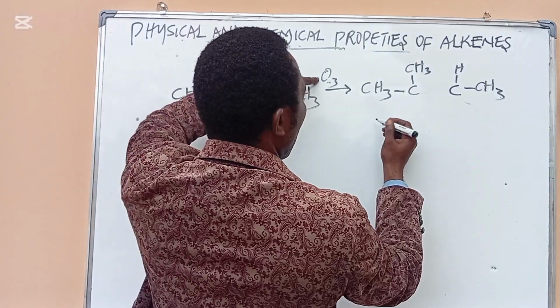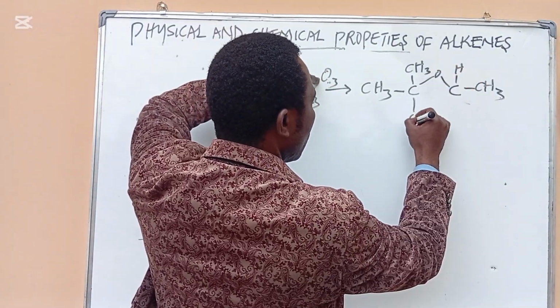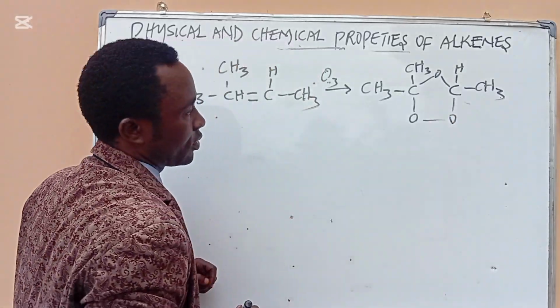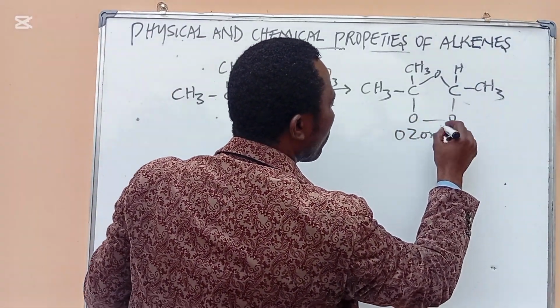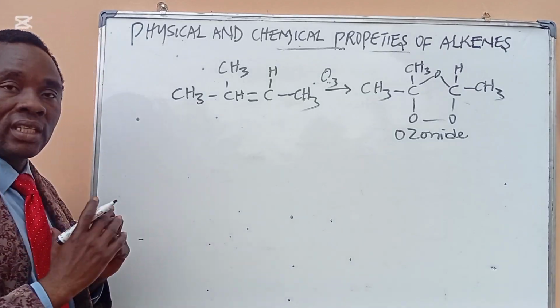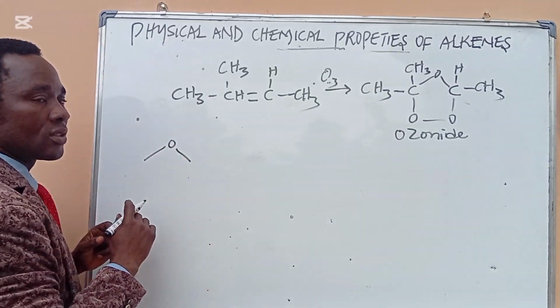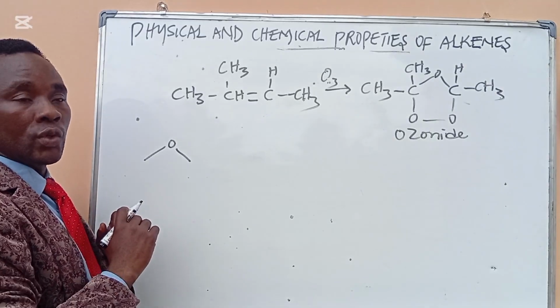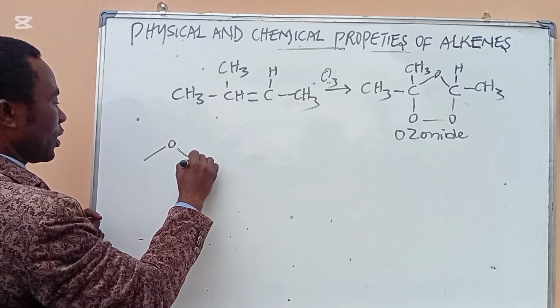So remove one hydrogen and put it between the two carbons up, then the other two hydrogens will be down. This is the ozonide. Now we want to decompose this ozonide using different reagents. Now the first reagent I want to use is just boiling. I don't want to use any reagent. I just want to boil with water. So I want to decompose with boiling water.